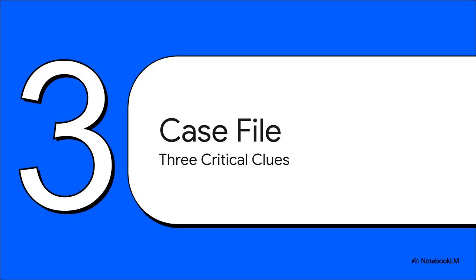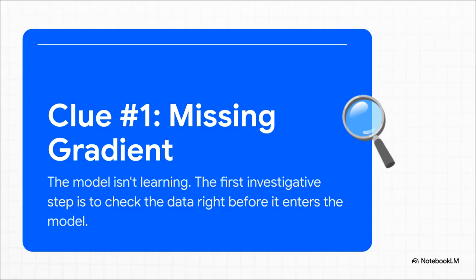Okay, case file is open. We're going to tackle that first scary error message we saw by using our new framework. And we're starting with the prime suspect in almost every ML mystery, the data itself. So, clue number 1 is the missing gradient. What does "no gradients provided" actually mean? Well, in plain English, it means your model isn't learning at all. The feedback loop is broken, and our framework tells us the first place to look isn't some complex part of the model, but simply the data we're trying to feed it.